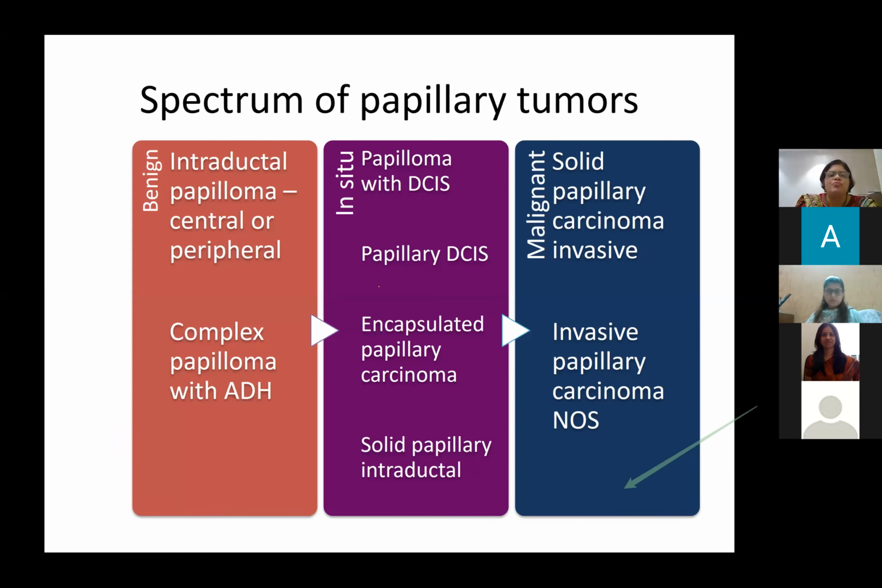Now the spectrum of papillary tumors includes benign, in situ and malignant. In the benign, of course, you have the papillomas which can be central or peripheral. The papillomas don't stay still. They undergo epithelial proliferations, which can be termed complex papilloma with atypical ductal hyperplasia. Sometimes this ADH becomes sufficient enough to call it DCIS. Mind you, ADH is already low-grade DCIS.